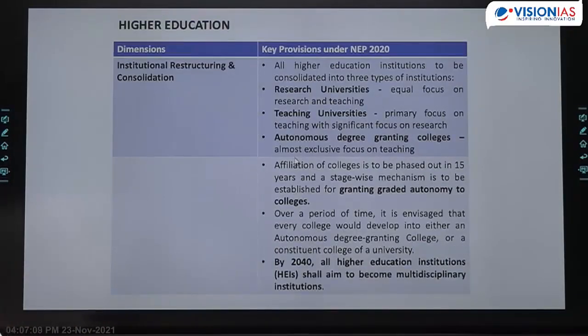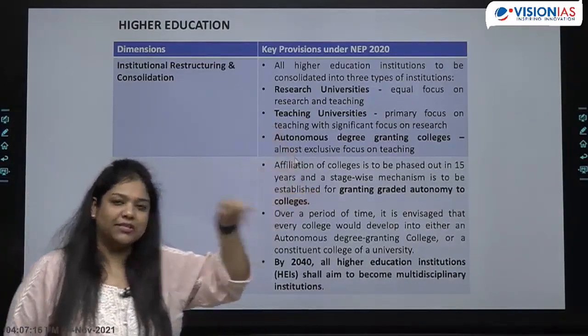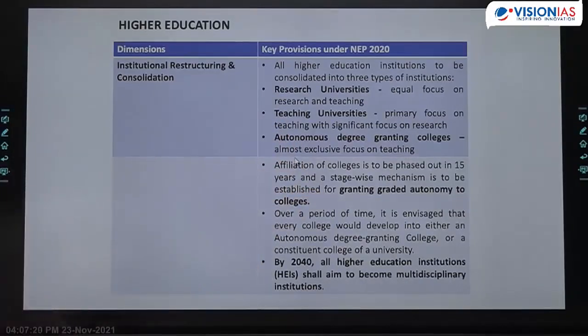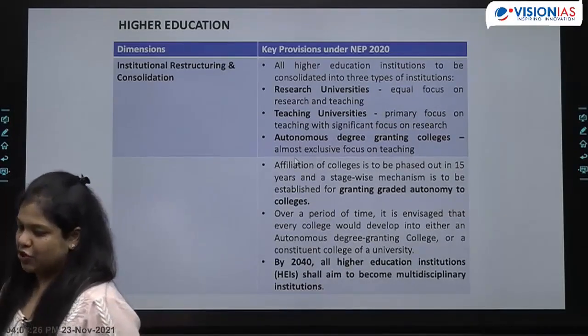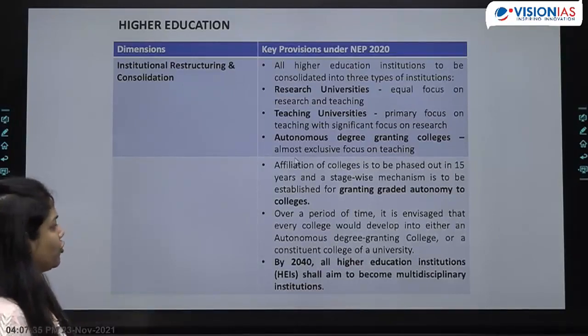Now, with respect to higher education, graded autonomy would be there with respect to कि आपका higher institute किस category में fall करता है. Research universities में, teaching universities में या autonomous degree granting colleges में. Research universities में equal focus है research और teaching पे. Teaching universities में primary focus teaching पे है, लेकिन research पे भी focus है. लेकिन जो autonomous degree granting colleges है, the complete focus is on teaching.